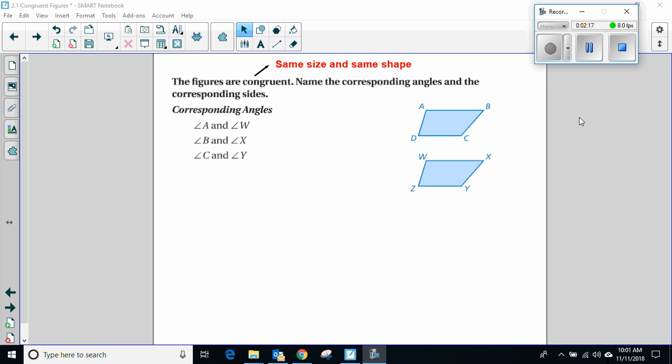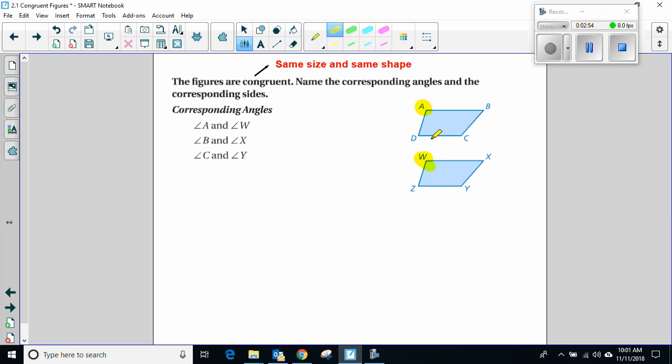So these two figures are congruent. Remember again, they are congruent according to our definition that we just wrote down because they have the same size and the same shape. So we need to name the corresponding angles between these two figures and the corresponding sides. Now don't forget, the corresponding angles are the matching angles between these two figures, and the corresponding sides are the matching sides. So the first two corresponding angles between these two figures would be angle A, which is right up here. So angle A and angle W.